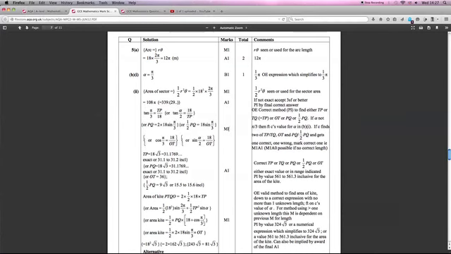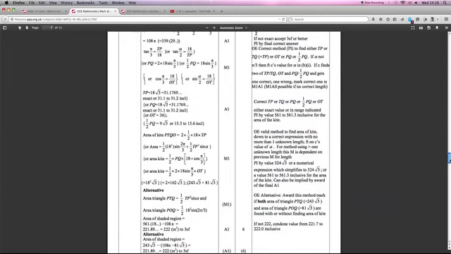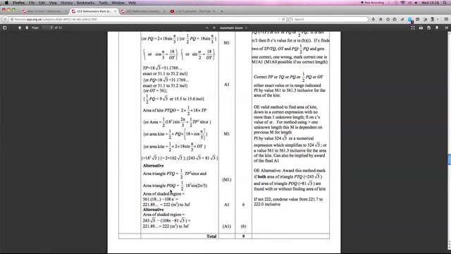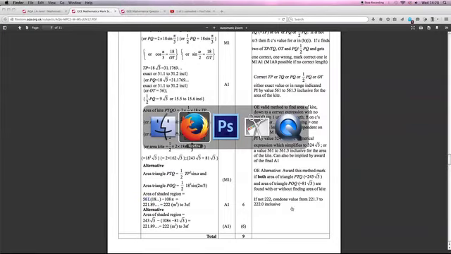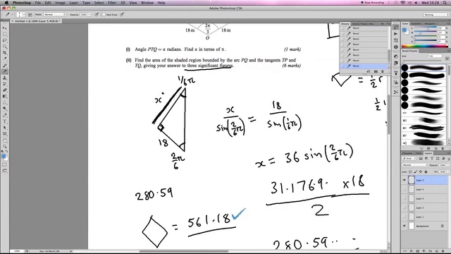What's this method marked for? Alright, I have no clue what they're doing here. Let's just double check. Alright, I'm just going to take this line here. Not here. Oh, bloody hell, where is it? Well, we've got 561.18 and 561.18. So I'm going to give my mark there.